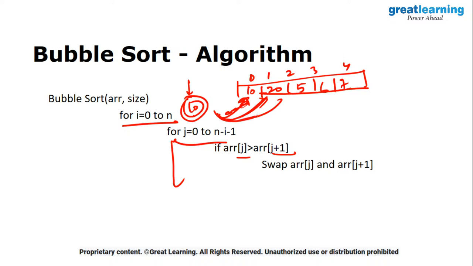10 is less than 20, do nothing. 10 will be compared with this 5. This is greater, so swap these things. Swap the 5, and here you have 10. Now 10 will be compared with 6. Swap these things. So again swapping. This swapping will happen until you find the order that is there.